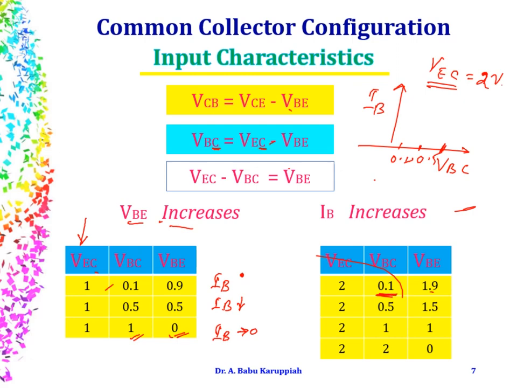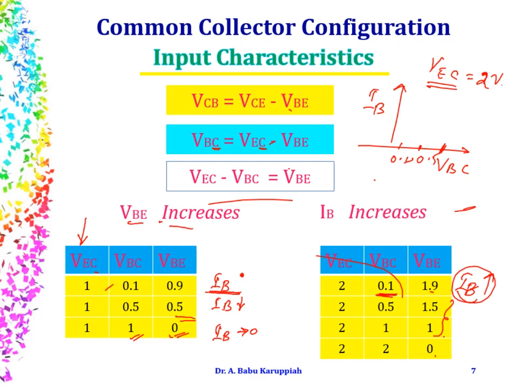which means that the base current is greater than the base current with the same set of values, right? I'm comparing these two tables and I notice that the base current when VEC is equal to 2 volts is greater than the base current when VEC is equal to 1 volt. This happens for the remaining set of readings, right? You could notice that this is 0.5 and this is 1.5. The base current is still greater. Now it is 0, here it is 1. Still the value of base current is greater, right?